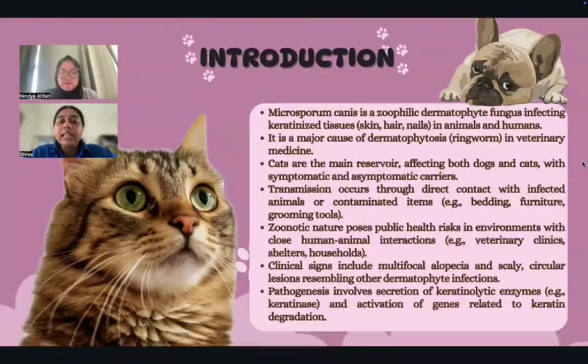The clinical signs include multifocal alopecia and scaly circular lesions resembling other dermatophyte infections. Lastly, the pathogenesis involves secretion of keratinolytic enzymes, for example keratinase, and activation of genes related to keratin degradation.